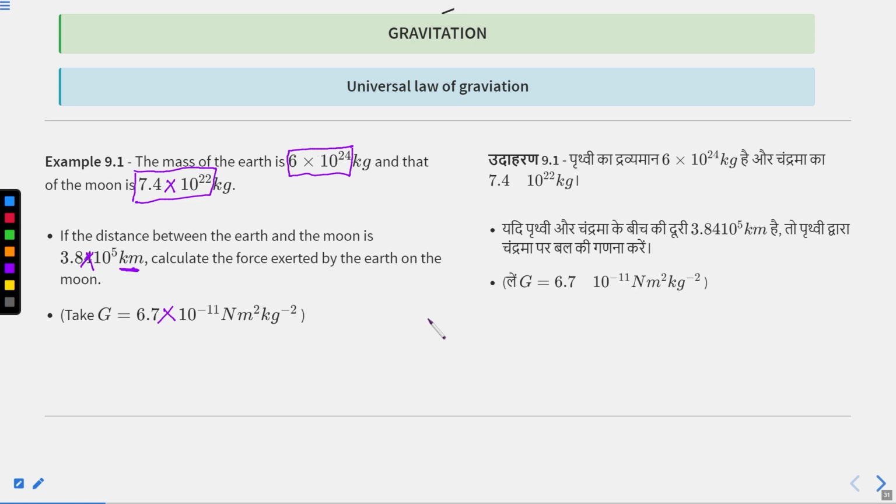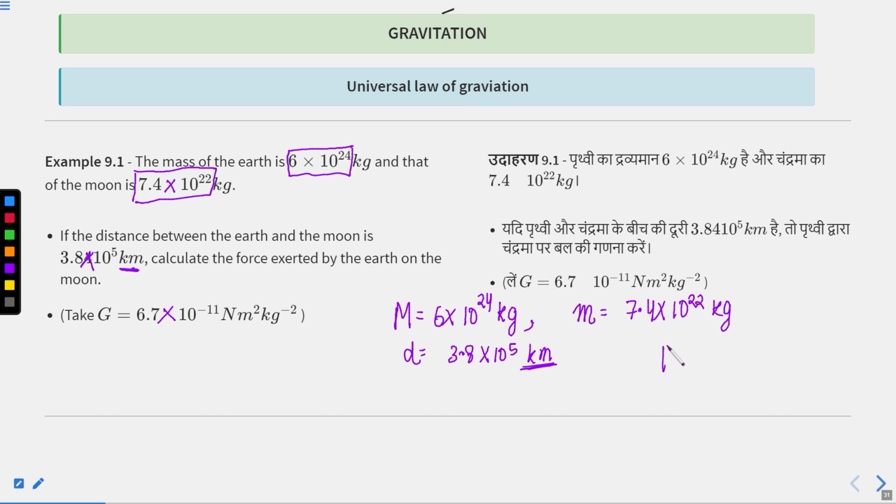Okay. So the mass of the Earth, M, is 6 into 10 raised to the power 24 kg. The mass of moon, let's suppose it is small m, is 7.4 into 10 raised to the power 22 kg. The distance between Earth and Moon is 3.8 into 10 raised to the power 5 kilometers. We have to convert it into meters. Then we have to calculate the force of gravitation between these two objects.